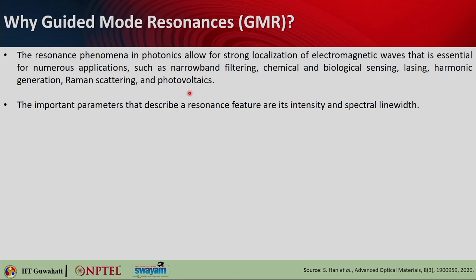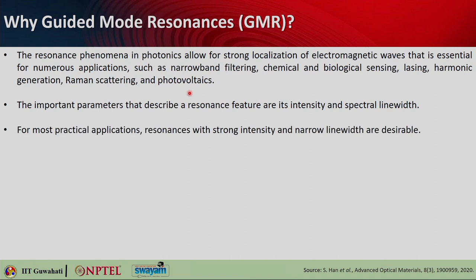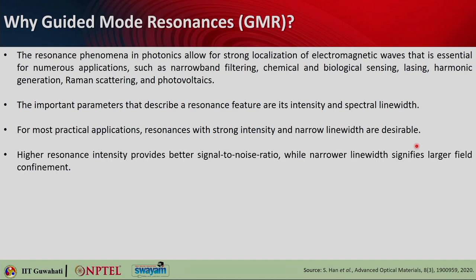Now, the important parameters that describe a resonance feature are its intensity and the spectral line width. That will decide the Q factor, the quality factor of the resonance. In most practical applications, resonances with strong intensity and narrow line width are desirable. As you can understand, high Q resonances are always desirable in most practical applications. There are applications where you look for broadband absorption or broadband resonance. Those cases will come in the subsequent lectures. Today we are looking for very narrow line width filters.